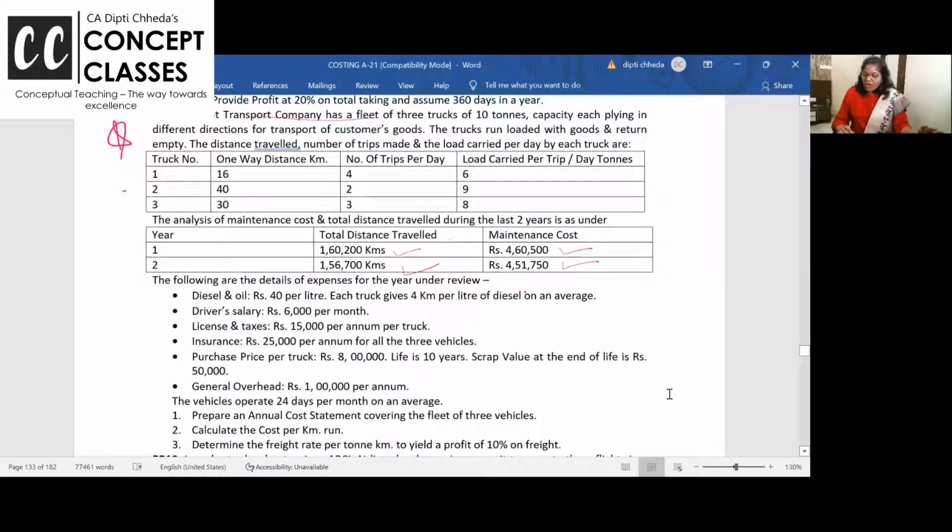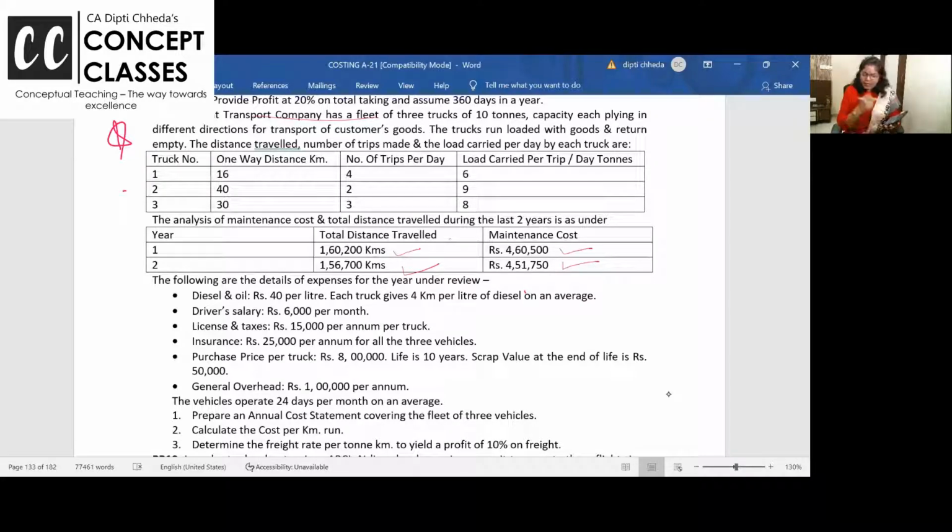Okay. Now, how do I decide, dear students, that this maintenance cost is not fixed, because 460, 451 is not fixed. Next, it is not variable also. How will we find out if it is variable? Pick up your calculators. You will know right now whether it is variable or not.